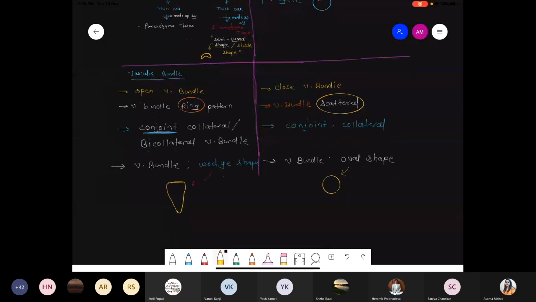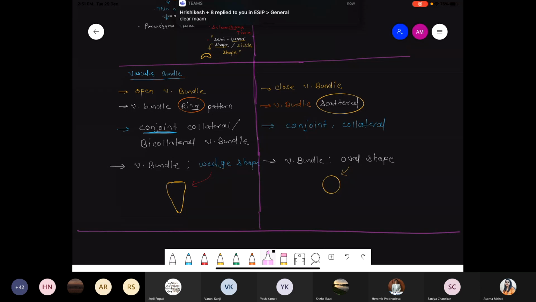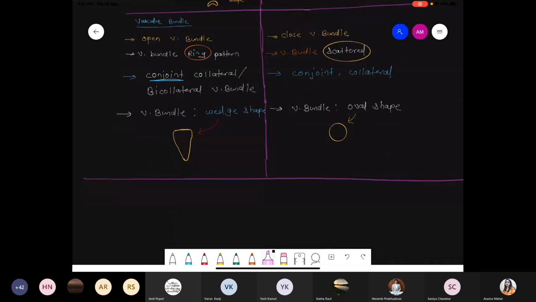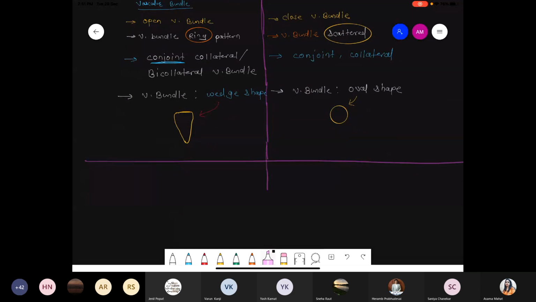Any doubt from vascular bundle? Any doubt from vascular bundle? Already we completed one part. Both dicot and the monocot stem, they are showing the endarch type of arrangement. Metaxylem is present toward the outer side and protoxylem is present toward the inner side. Okay, chalo. Next point, that is pith.